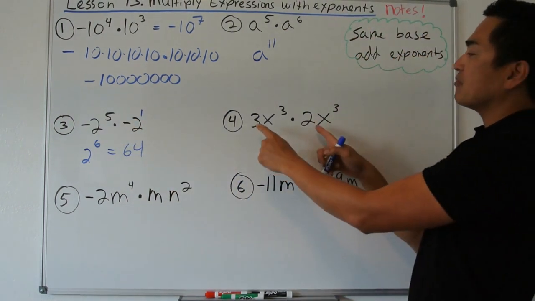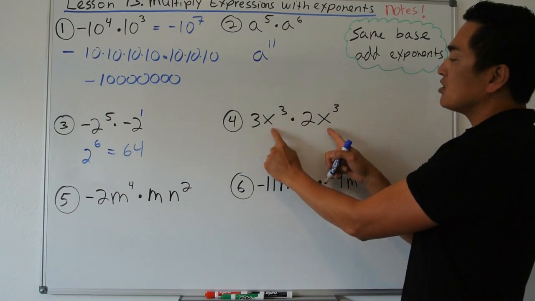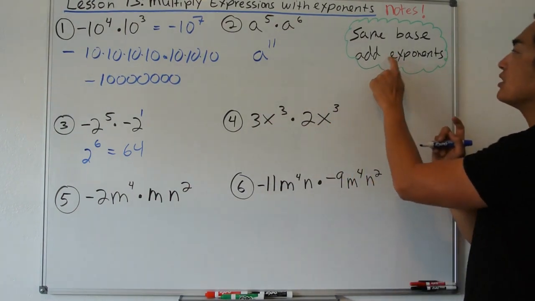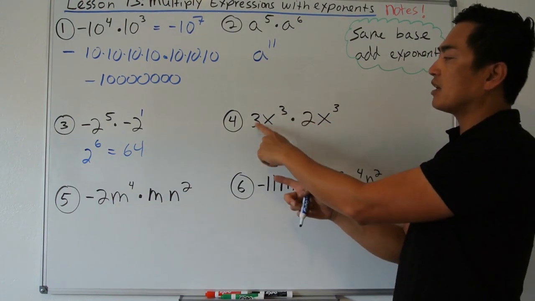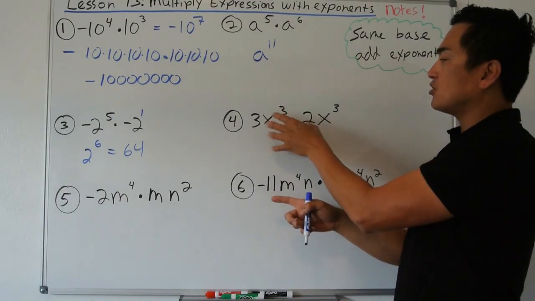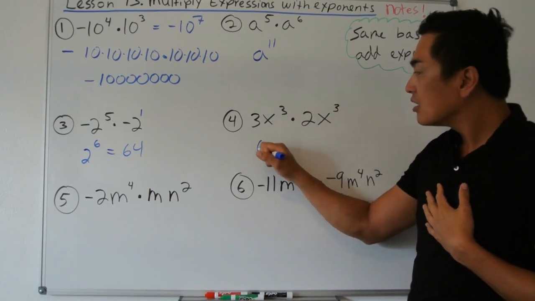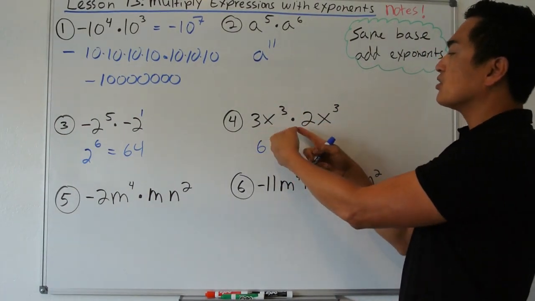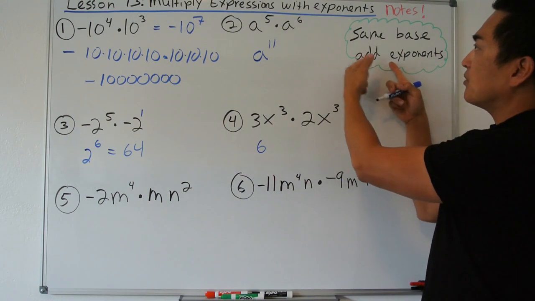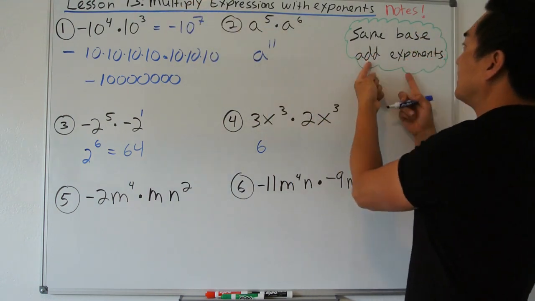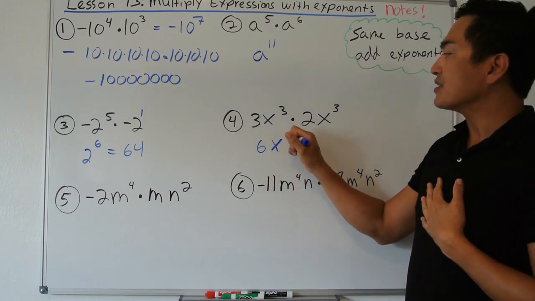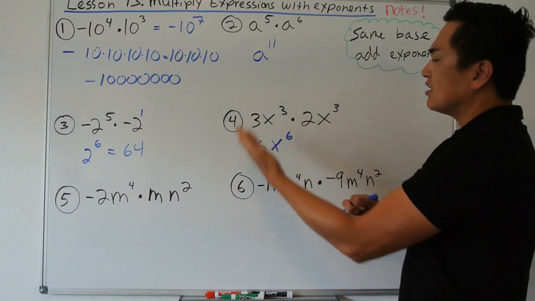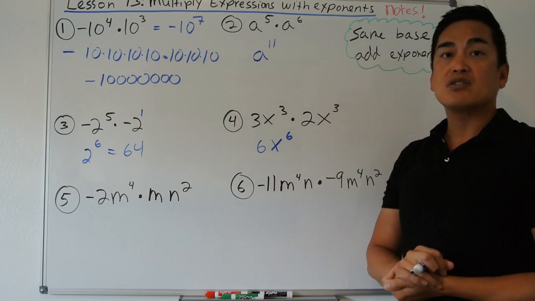Alright, number 4. Now, these two are not the same base, but these two are. So treat these two by using this method here, but these two you can just multiply. You can see they're multiplying 3 times 2 here, so that's 6. These are the same base, so when you multiply them, you add the exponent. You add the exponent only when they're the same base, so it's x to the 6th power.